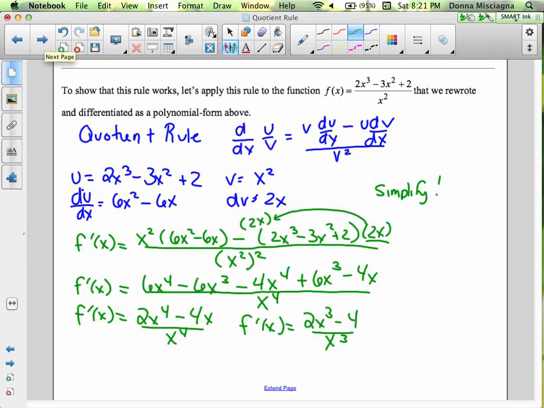All right, let's see if that's what we got. We had to do a lot more work here, huh? Well, on a problem like we did in the opening, I would never use the quotient rule. I would simplify. However, we're going to come across lots of problems where you would have to use the quotient rule. All right, so we got 2x cubed minus 4 divided by x cubed.